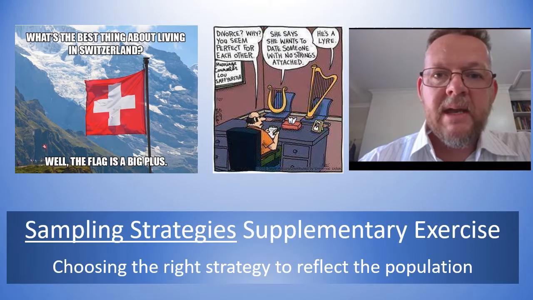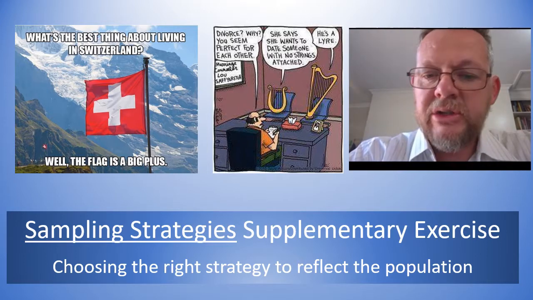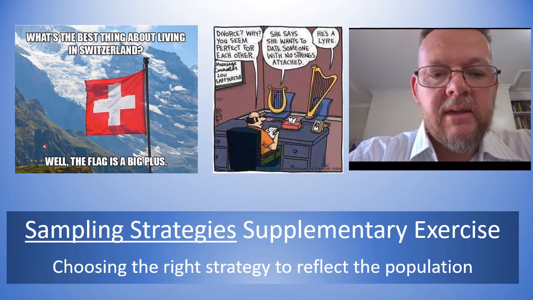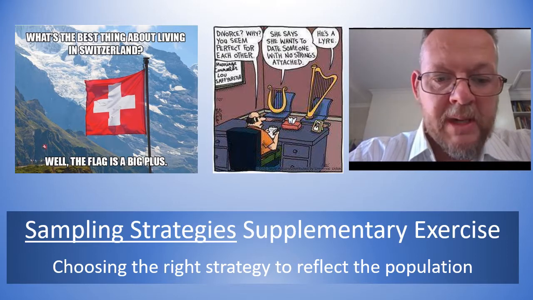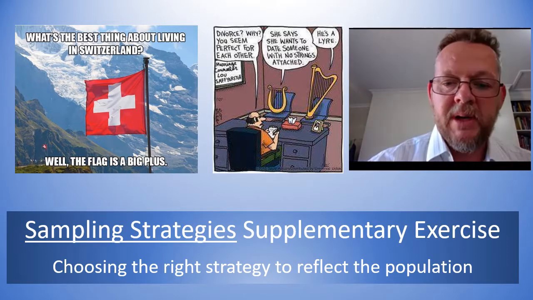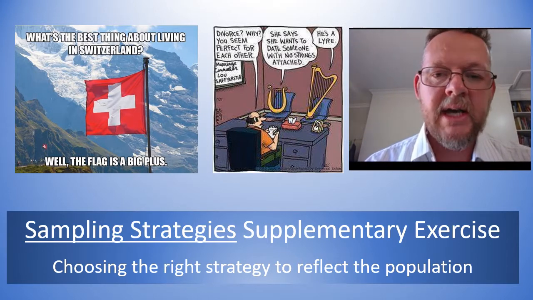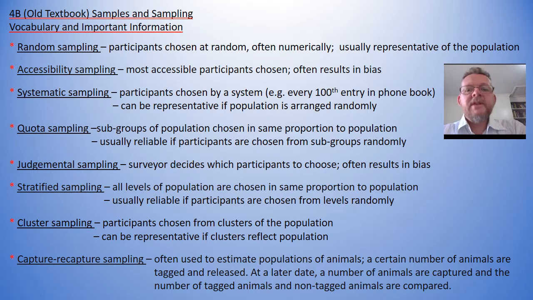So we've talked about how the sample size may affect the quality of the information that you get. Today we're going to consider what strategy would best be able to reflect the characteristics of the population. We're going to look at 8 particular sampling strategies today. This is a good summary of the 8 sample strategies that I'll get you to take down into your books.